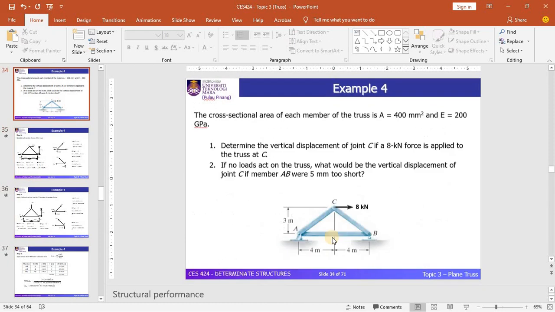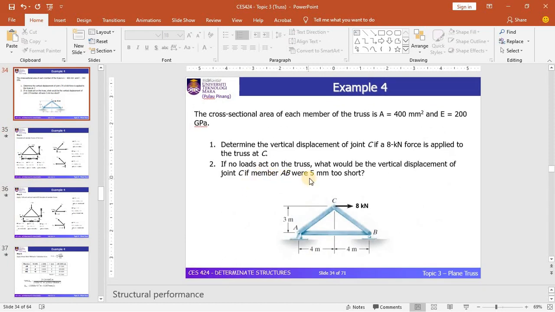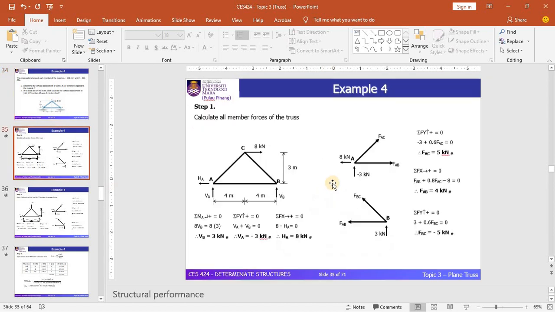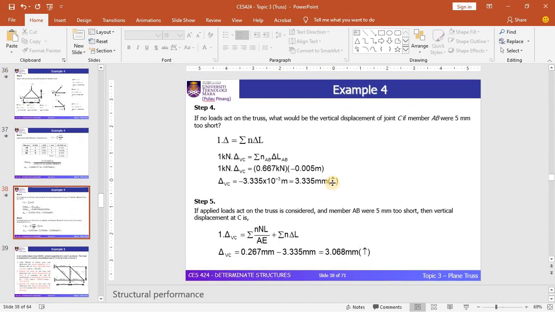Let's move to the second equation, which is the displacement due to the effect of fabrication error. In this case, the fabrication error is due to the shortening of member AB by 5 mm. You can see the solution in this slide, where I have mentioned the equation for the fabrication error. The displacement due to this effect can be obtained by using the equation equal to the summation of n delta L.